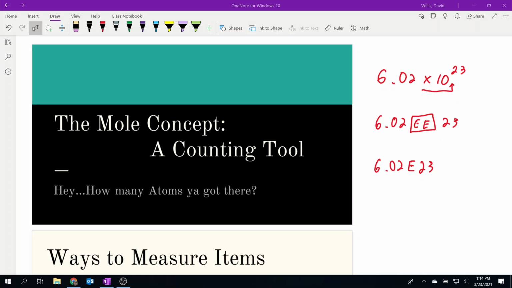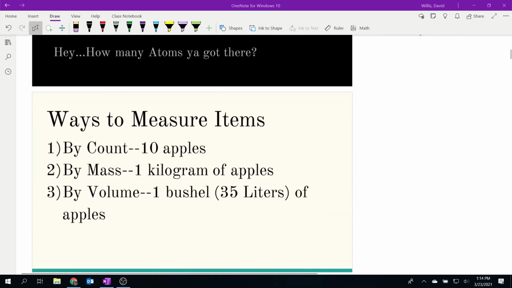All right, so today we are going to introduce an idea that will help us to count appropriately when we're dealing with atoms. Atoms, because they are so small, are difficult to count by traditional ways.